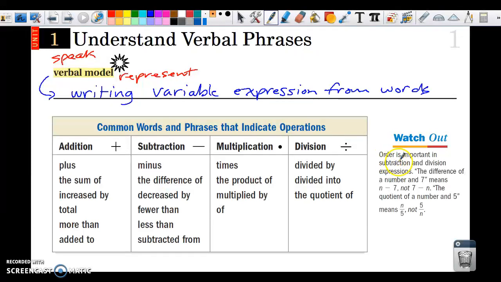Now be careful. Order is important in subtraction and division. So if you see the words, the difference of a number and 7, that means that the number n has to come first and then put 7 second, not 7 minus n. The same thing goes true when you're dividing. The word quotient indicates division, and the verbal model, the quotient of a number and 5, is n over 5, where a number is that variable n, and 5 is the thing that you're dividing by, the divisor.